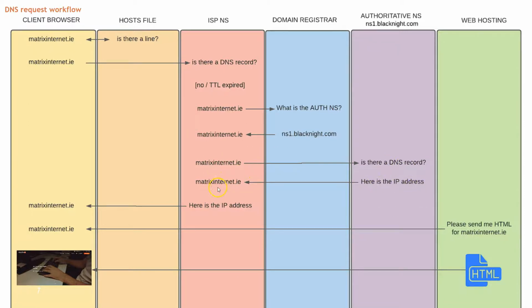It's going to cache it for as long as the TTL says so. And then it's going to finally return the IP address to your browser. Now the browser finally knows where to search for matrixinternet.ie, and it's going to ping the request over to the hosting server of the correct IP address, and the hosting server sends back the HTML file with Bernard's hairy hand over here, right?